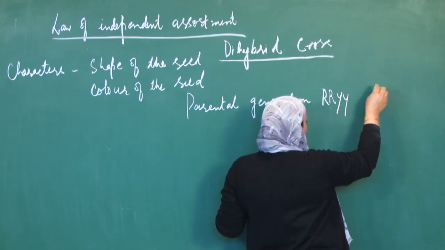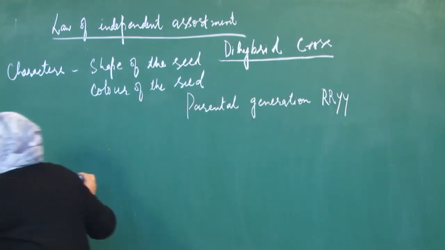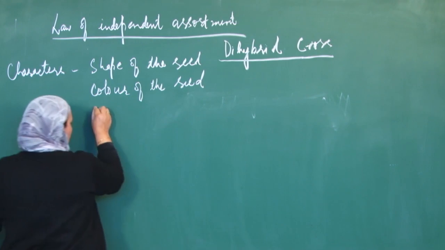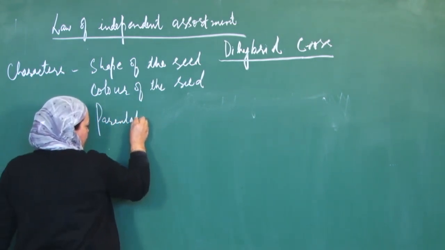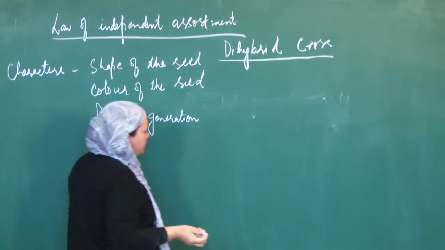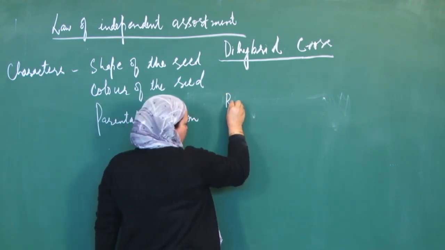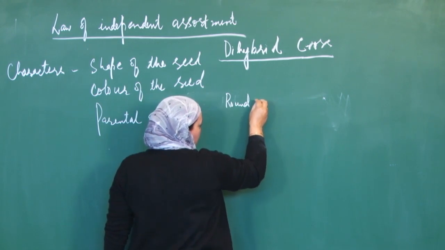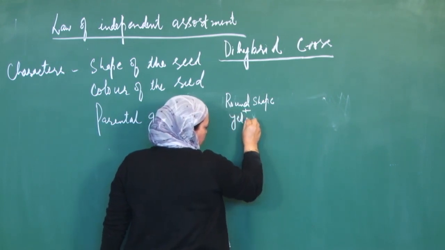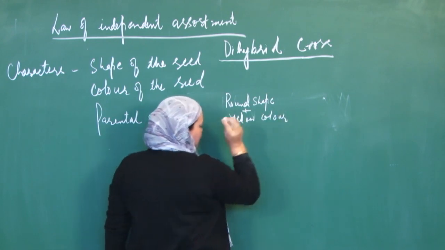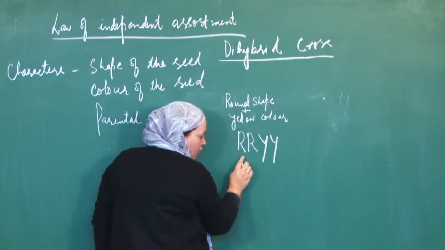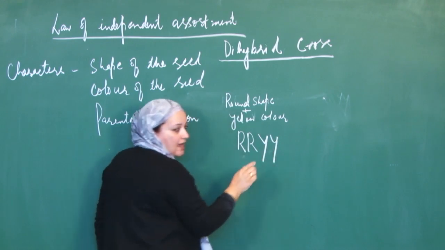And he took another parent. In the parental generation, he took the pure variety of the pea plant with round seeds with round shape and yellow color, and he represented it with the symbol, that is capital R, capital R, capital Y, capital Y. Capital R for the round shape and capital Y for the yellow color.